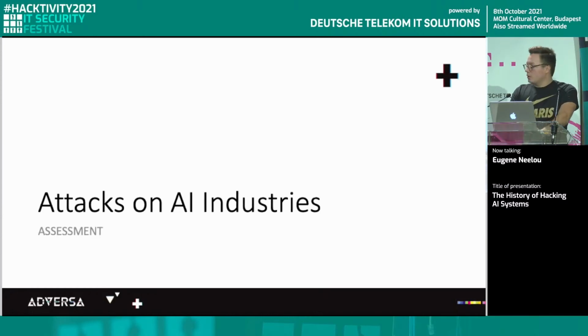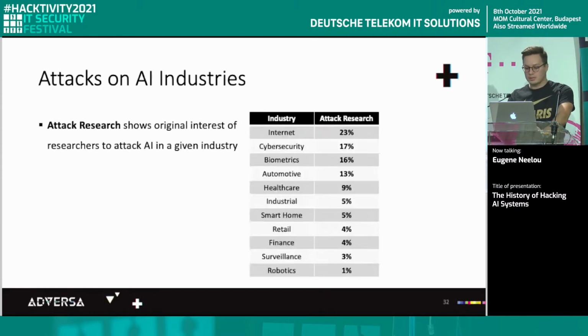And after the initial analysis, I've grouped all attack cases by industries. So these groups are based on the purpose of attacked models and data sets. For instance, here you can see the column attack research, and it shows the interest of researchers to attack AI applications in a given industry. For instance, facial recognition would obviously go to biometrics, and attacks against semantic segmentation with the data sets from the self-driving car cameras would go to the automotive industry.